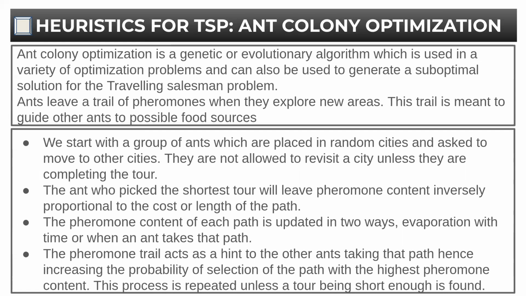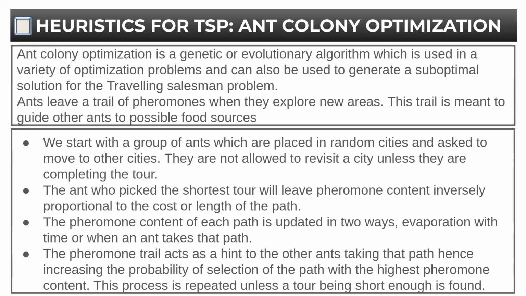Another heuristic for solving TSP, the ant colony optimization. Ant colony optimization is a genetic or evolutionary algorithm which is used in a variety of optimization problems and can also be used to generate a suboptimal solution for the traveling salesman problem. Ants leave a trail of pheromones when they explore new areas. This trail is meant to guide other ants to possible food sources. Let's look at how the ant colony optimization algorithm works.